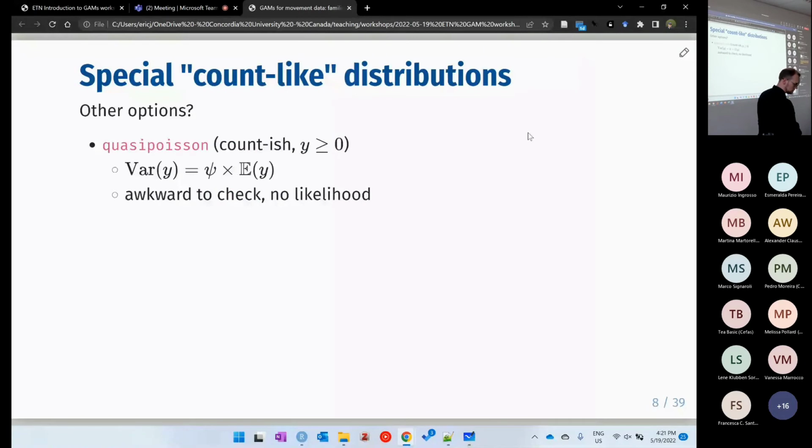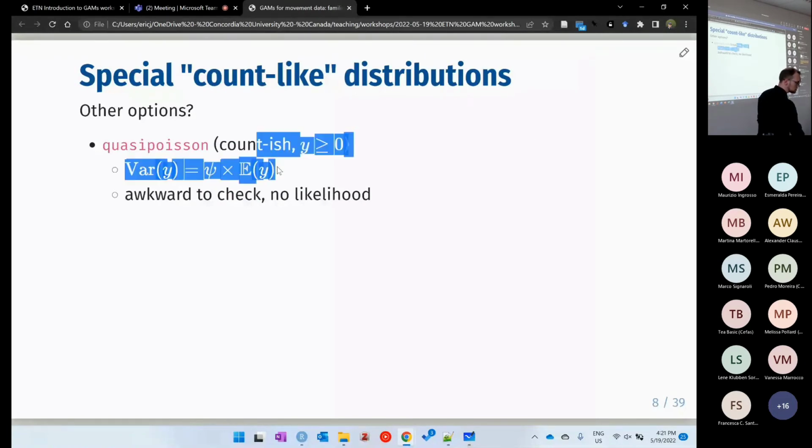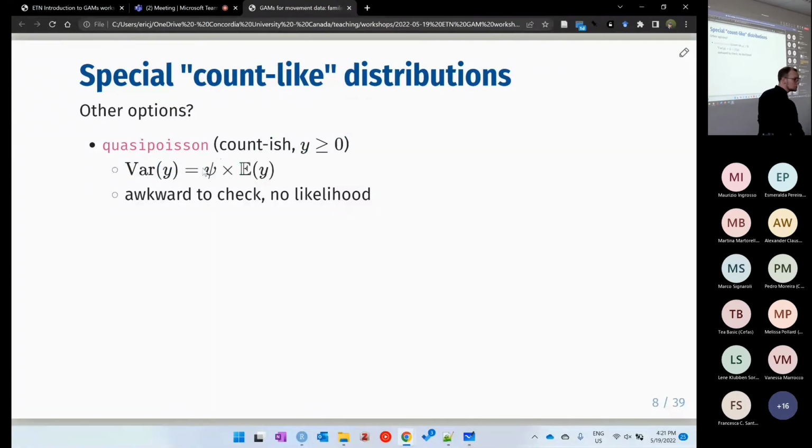First is a Quasi Poisson. This is built into R. It assumes that the variance is equal to some constant times the mean. The issue though is it's very awkward to check. You can't use standard residual plots with it, or you sort of can, but it doesn't work as well because it doesn't actually have a likelihood behind it. It's got something similar to a likelihood, but it doesn't have the nice properties. It also means you can't simulate from it. So you can't simulate what new observations would look like.